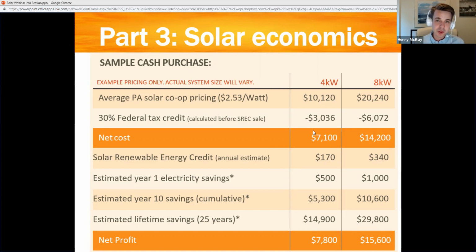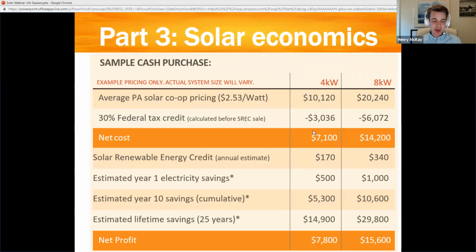There is another revenue stream you have access to as a solar owner in Pennsylvania called SRECs, or Solar Renewable Energy Credits. The way these work is every time your system generates 1,000 kilowatt hours of solar, or 1 megawatt hour of solar, you earn 1 SREC. And that SREC has a cash value. You can sell it and get money for it.